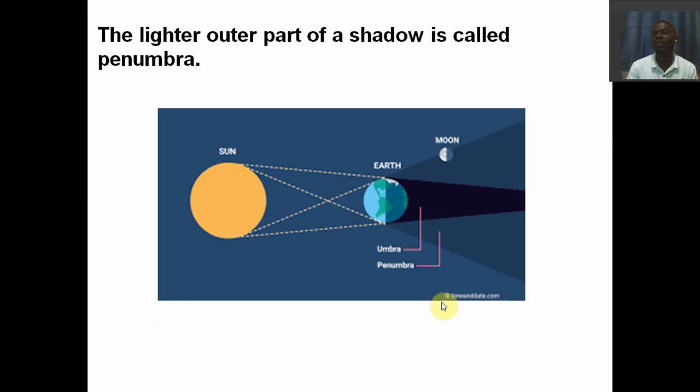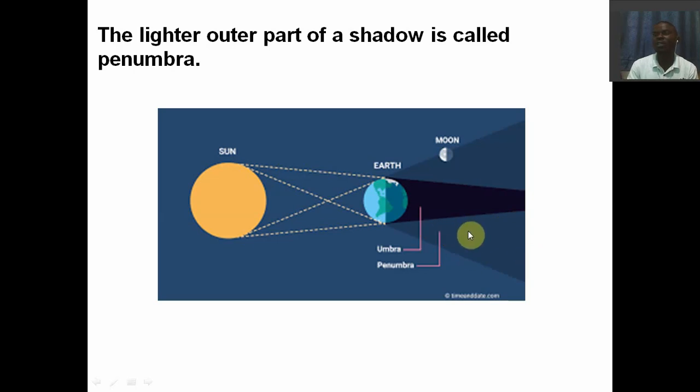Let's look at this diagram here. This is the sun, which is the source of light. We have the earth here, which is the opaque object. When rays move from the sun and strike the earth, a shadow will be formed this side of the earth. In what is formed as a shadow, we shall have the umbra and also the penumbra. The umbra is the dark shadow, and the penumbra, like you see here, is the light shadow, or the lighter part of the shadow.